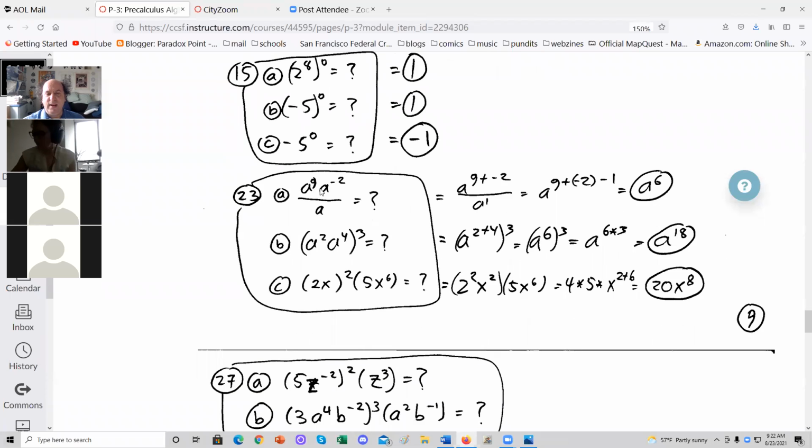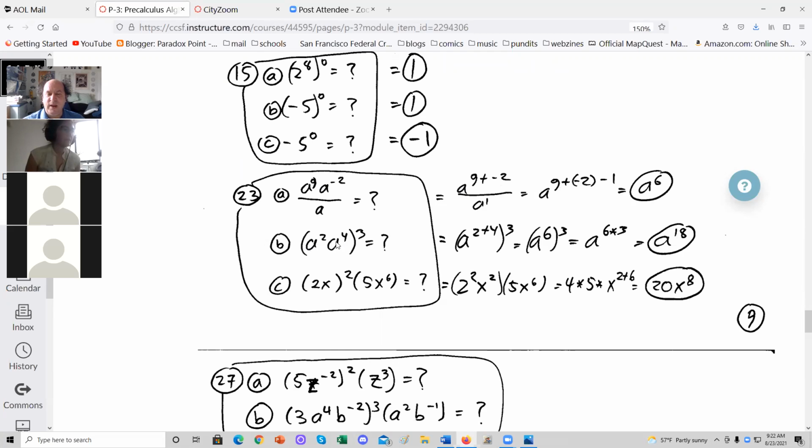Here we have a to the 9, a to the negative 2, over a. What's that? Well, we write this denominator as a to the first. You should always be careful about that. Just because there's nothing here doesn't mean it's a to the 0. It's a to the first. A to the 9 plus a to the negative 2, over a to the 1. You will subtract the 1. A to the 9 plus negative 2 minus 1 is a to the 6th power.